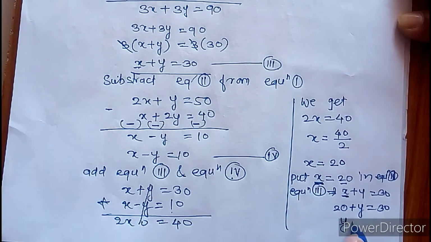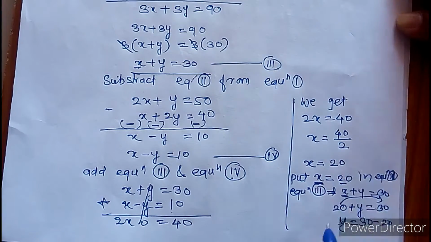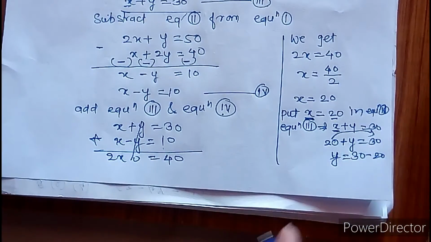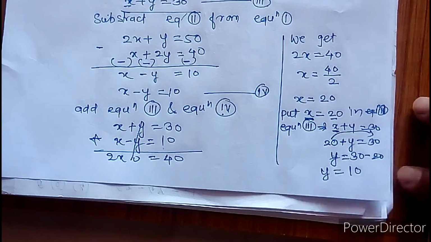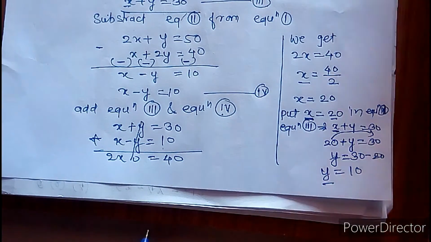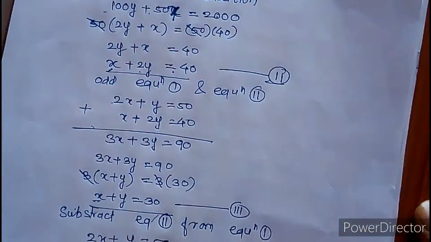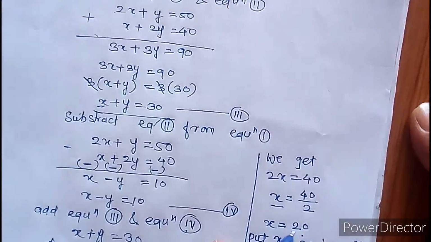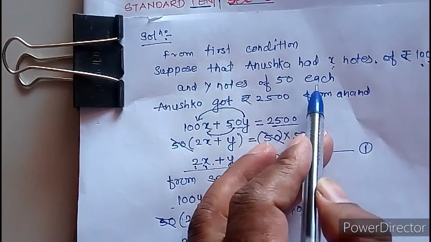Now y will be equal to 30 minus 20, because this 20 shifted to the right-hand side becomes minus 20. Now y equals 30 minus 20, that is 10. Here we get the values of x and y. The value of x is 20, so 20 notes of 100, and the value of y is 10, therefore 10 notes of 50 each.